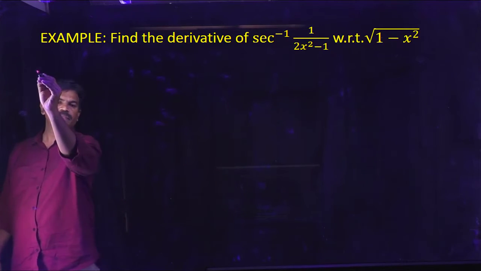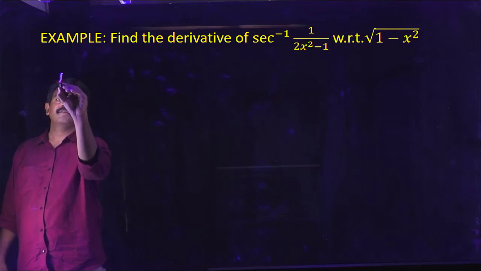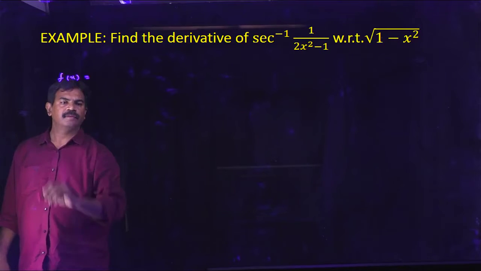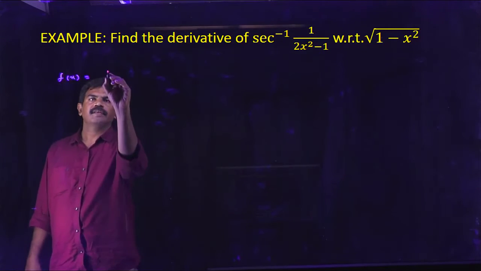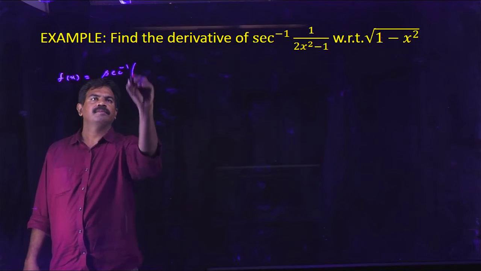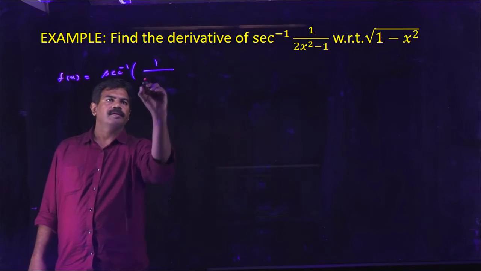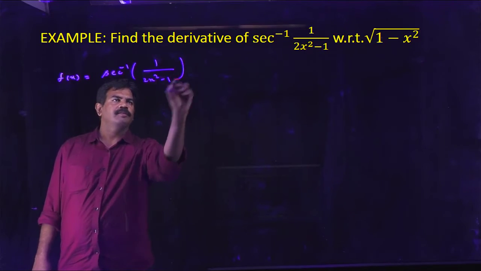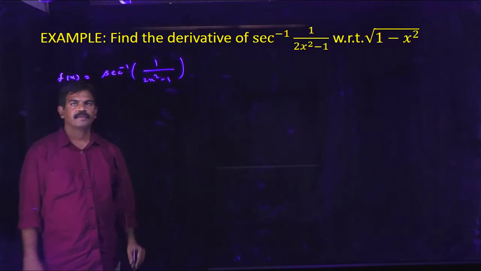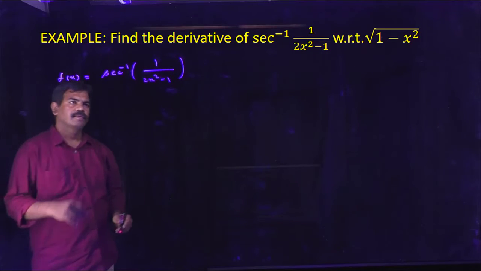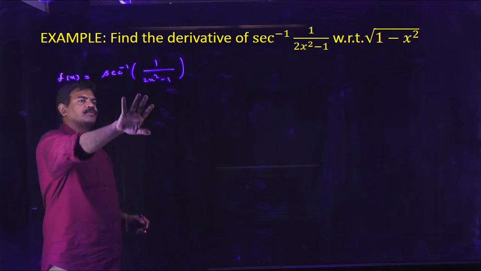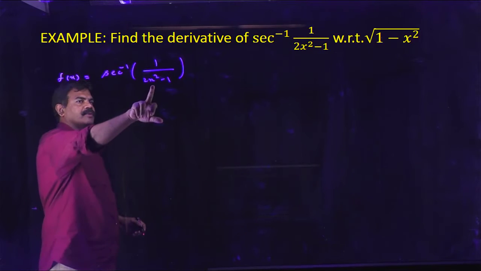The first one, f of x, is equal to secant inverse of 1 by 2x square minus 1. So we apply the substitution method here. Take x is equal to cos theta.